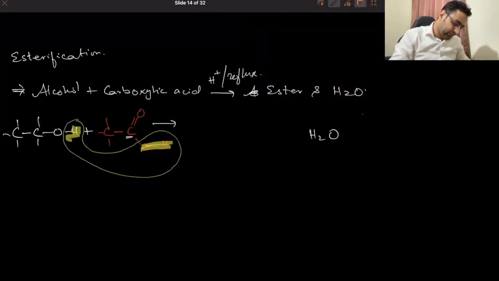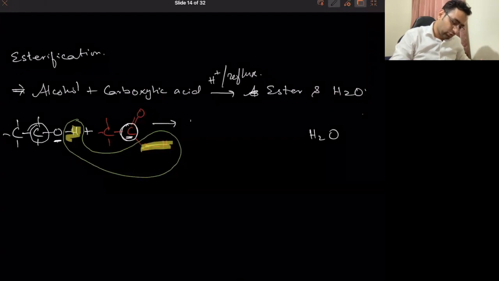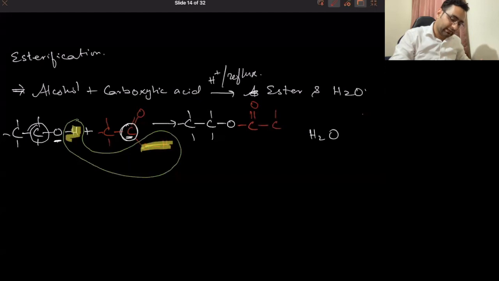And this carbon forms a bond with this oxygen. So this is going to be C and O. And here this is a carboxylic acid chain, C double bond O and C. So this functional group is known as ester. And this reaction is happening in the presence of H positive and reflux.